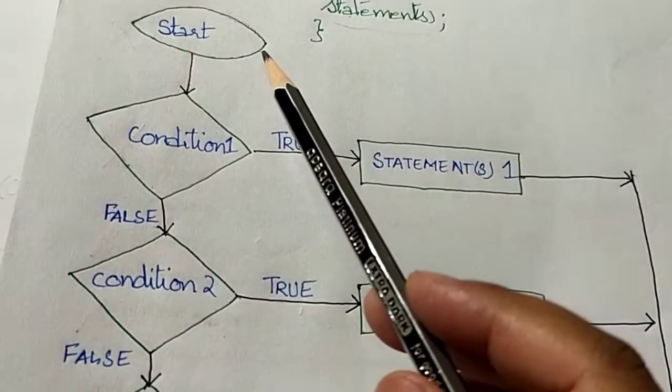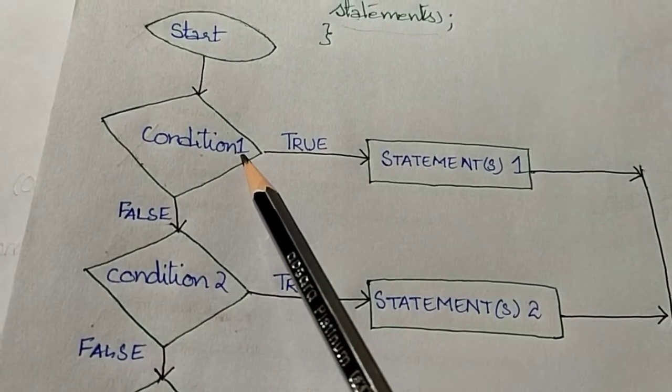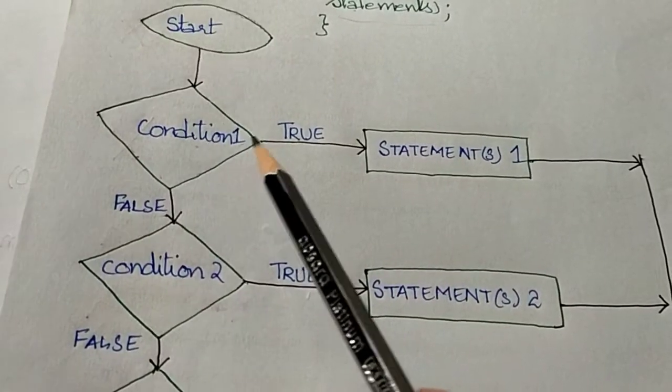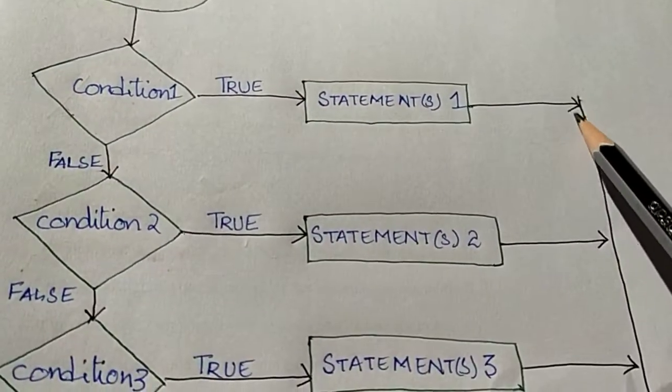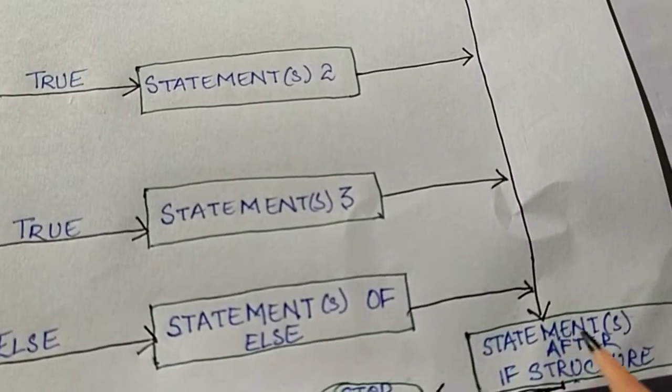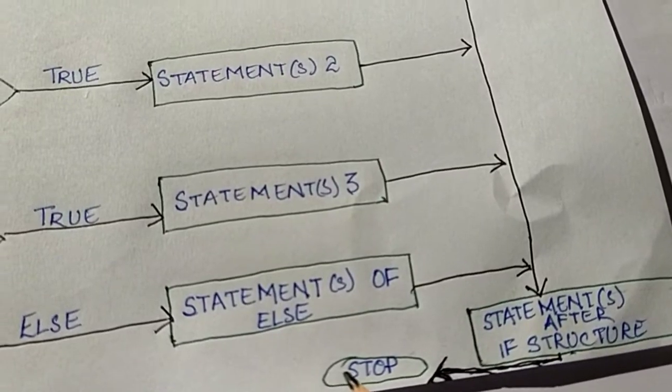So over here I have the flow chart. Okay, after start, it will first test condition number 1. If it is true, then the statement of condition 1 will execute, and then it will pass on to the statement after the if structure, and it will stop the program.